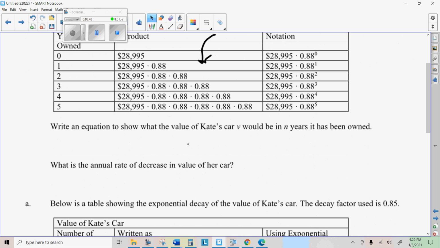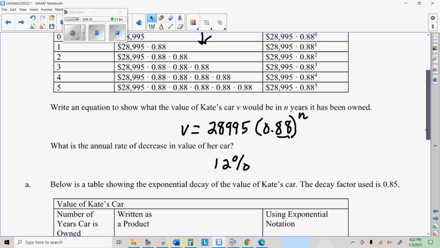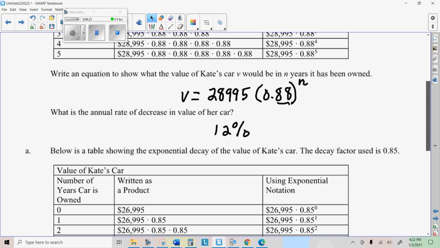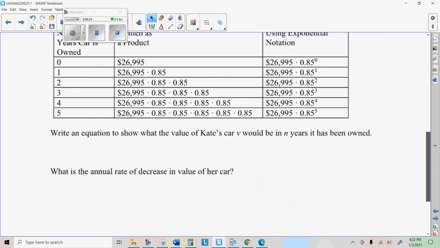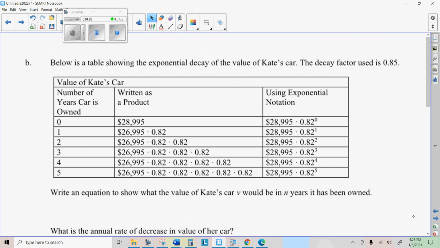So the expression for the value is equal to the starting value, 28,995, times whatever the decay factor is. In this case, it's 0.88, to the nth power, however many years. The annual rate of decrease in the value of the car in this case is 12%. You can figure that out by thinking about what number you would subtract from 100% to get 88%. You can go ahead and finish those problems up.